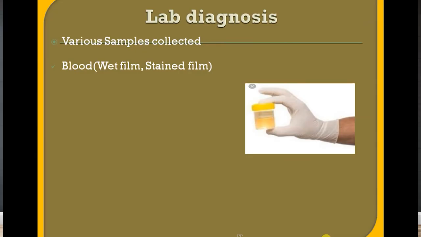First, most important, the blood sample. A wet film or a stained film of the blood sample is made, and we can detect the presence of parasite in that. Then we have stool sample, urine sample, and swabs collected from the patient.